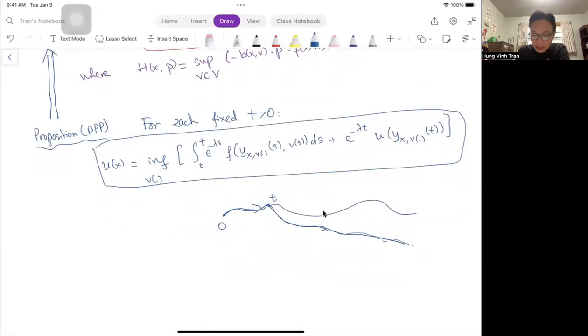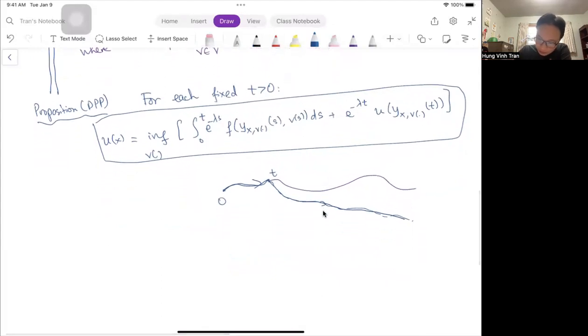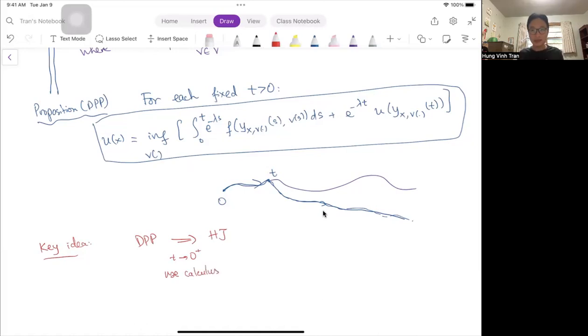Okay, so let's use this dynamic programming principle to prove the theorem. And the key idea of how to go from the DPP to the Hamilton-Jacobi equation is essentially we're going to let t go to 0 in the DPP and use the fundamental theorem of calculus to get to derivatives. You can view this as a way to go from certain semi-group theory. When you let t go to 0, you find the generator, and this is essentially the same.